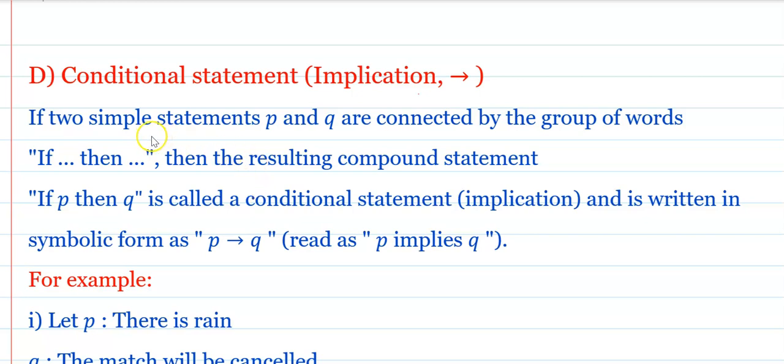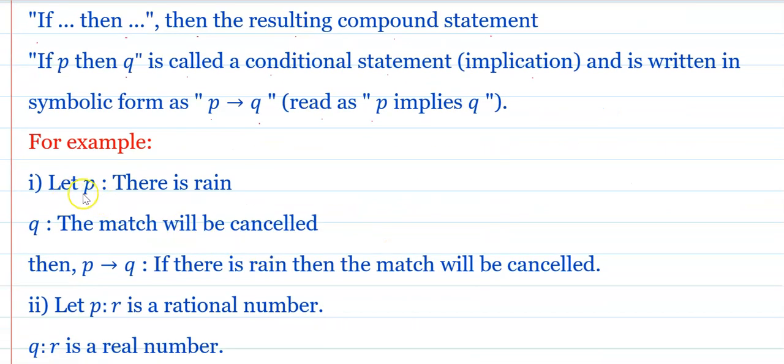Now let us start. The first is conditional statement, okay, and that is called the implication. If two statements P and Q are connected by a group of words, if then, the resulting compound statement if P then Q is called a conditional statement. That is the implication and is written in the symbolic form as P implies Q. Read as P implies Q.